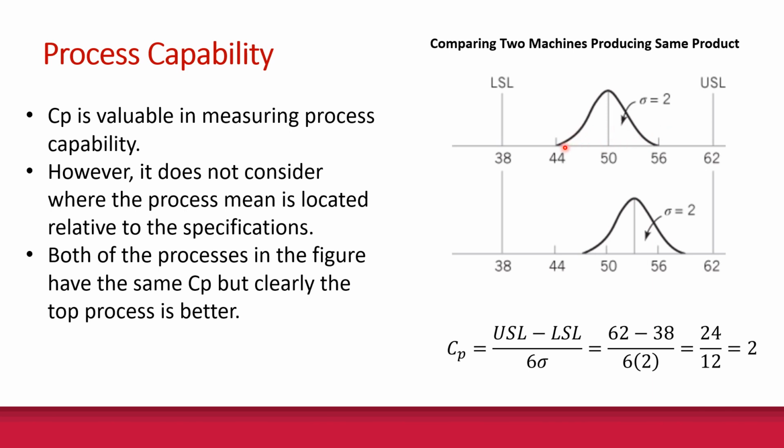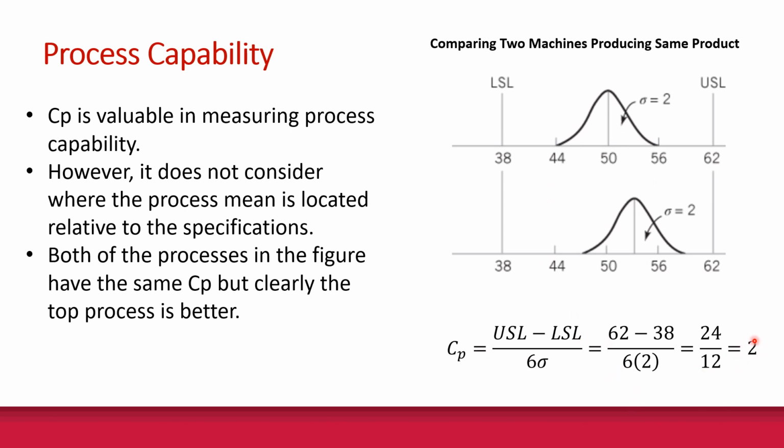So in the first case, we have a nice normal kind of distribution. The mean is centered exactly on the top of the histogram. The variance here is 2. What that means is that we're going to produce some Coke bottles that fill a little bit less than 50, and some that are filled a little bit more than 50. But this process is clearly capable because it has a CP value of 2. If you calculate this, it's 62 minus 38 divided by 6 times sigma, so you get 2.